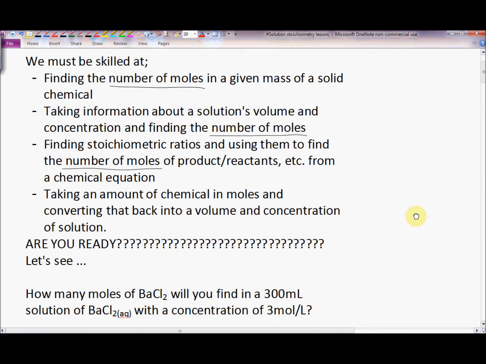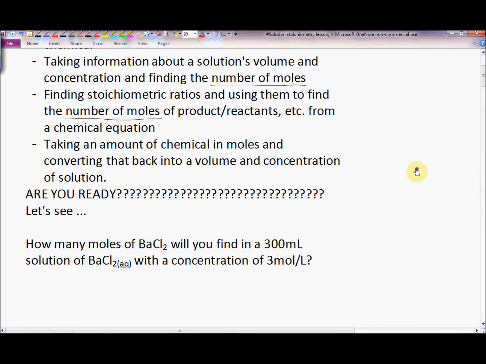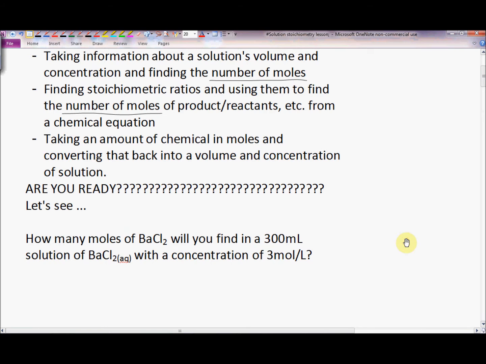So are you ready? Well, let's see. Let's just do a little bit of review here. How many moles of barium chloride, for example, will you find in a 300 milliliter solution of barium chloride with a concentration of 3 moles per liter? Hopefully you remember that the equation we want to use here is moles is equal to concentration times volume. And so you should be getting here 3 moles per liter, right?